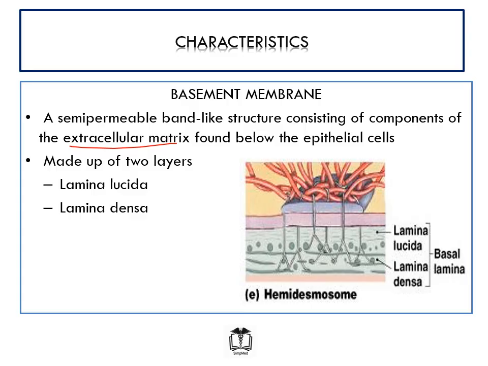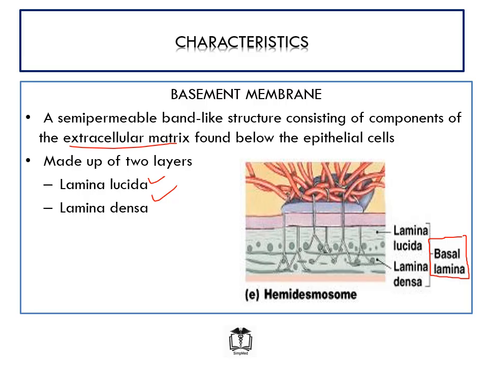There are majorly two layers of the basement membrane. There's a lamina lucida and the lamina densa. This is a picture of it. So the basal membrane can also be called the basal lamina. So in case you see this word being used, please don't be confused. There's also another way of saying basement membrane. So look at the basement membrane here.